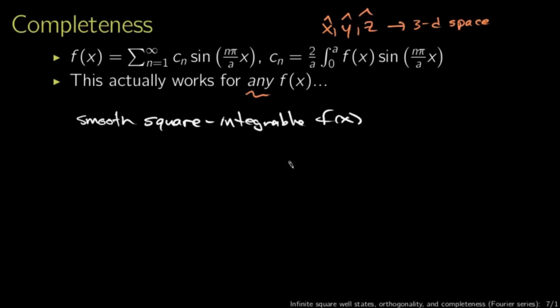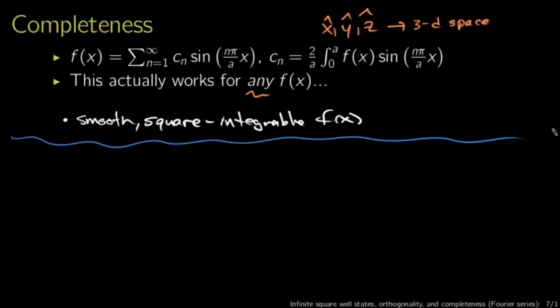If f of x blows up to infinity, this isn't going to work. And if f of x has a lot of corners and discontinuities, this isn't going to work either. But for smooth square integrable functions, which happens to be what we really care about for quantum mechanics, this works. How does this actually work out? Why does this actually work out? Just to say very briefly, conceptually, how this works.